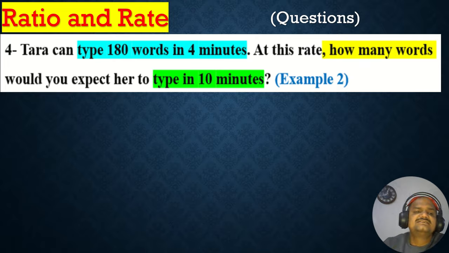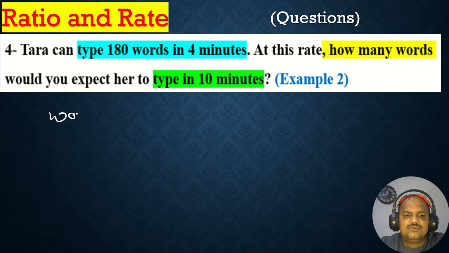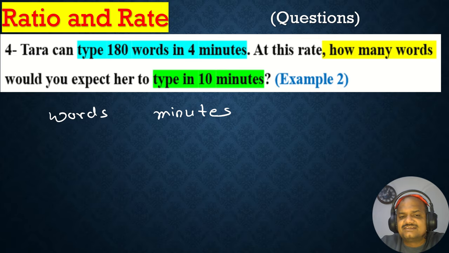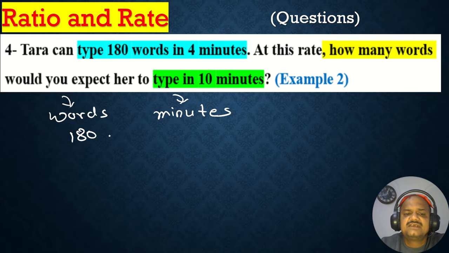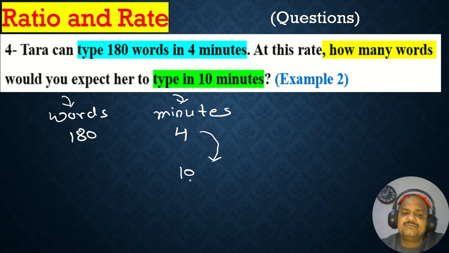Now next is, Tara can type 180 words in 4 minutes. Words and minutes. Students, if you write like this, the way I am writing, then the question will be very easy for you to convert. 180 words in 4 minutes. At this rate, how many words do you expect her to type in 10 minutes? Now what you can do? 4 multiplied by any number is equal to 10, but this is not a whole number, so it can be difficult for you.